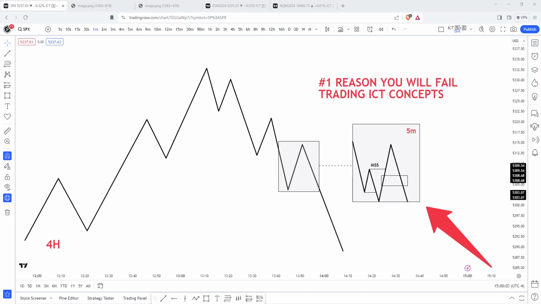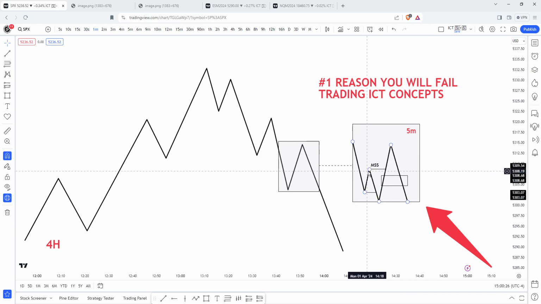99% of ICT traders fail, and I'm going to show you guys the number one reason why that statistic is the way it is. If you look at the schematic on the screen right now, this is what 99% of ICT traders are looking for. They're looking for a market structure shift after a run on liquidity with a fair value gap. Let's say that this is on the 5-minute time frame. If you were going into price action just looking for this, you have it all wrong.